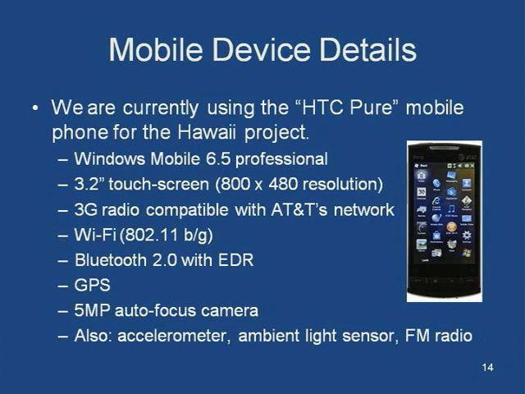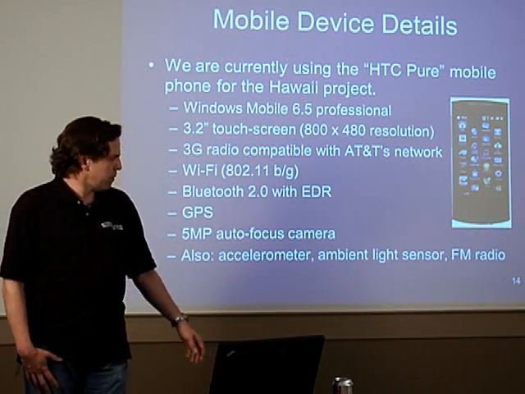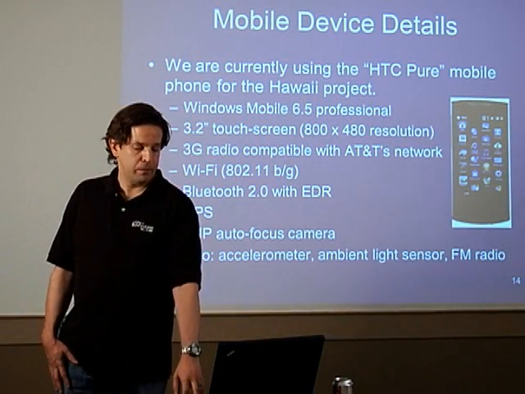It has a touch screen, fairly high resolution. It has a 3G radio that's compatible with AT&T's network here in the US. It has built-in Wi-Fi for when you don't have 3G. It has Bluetooth. It has a GPS, which is very useful, a camera, and a bunch of other things like an accelerometer, a light sensor, even an FM radio.